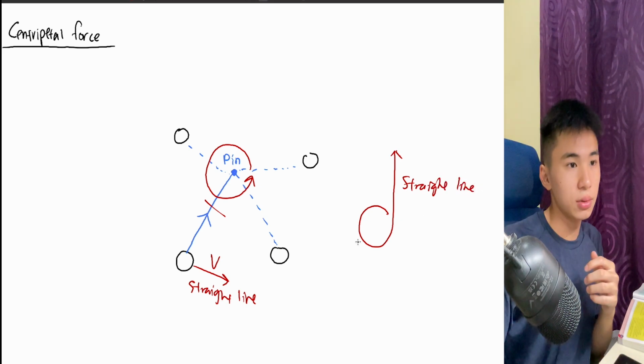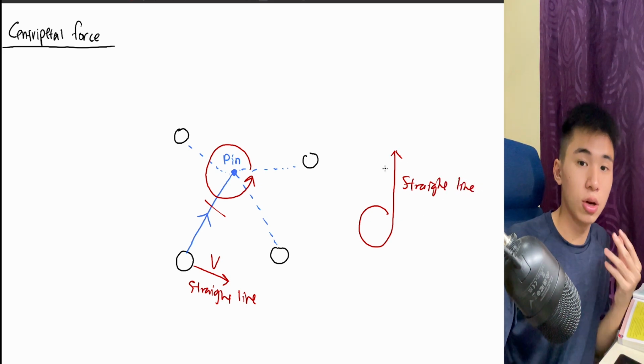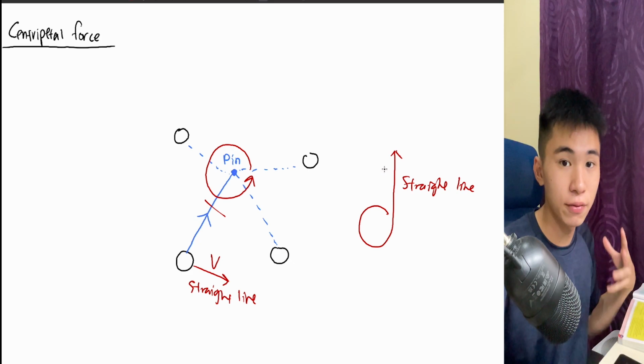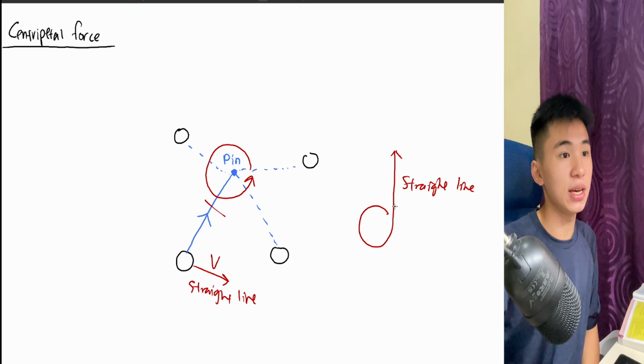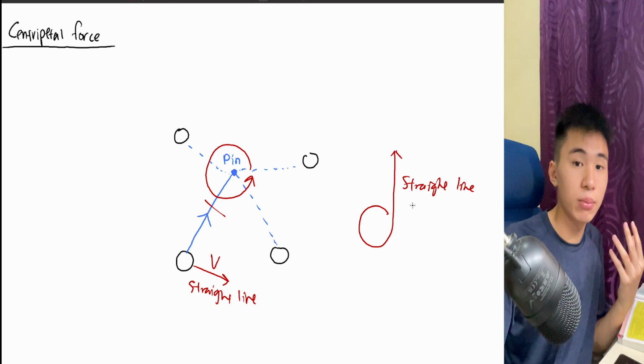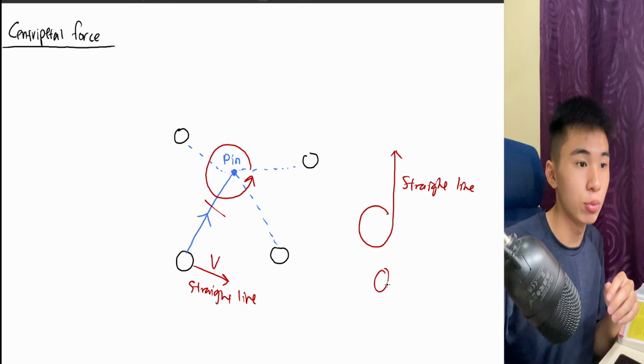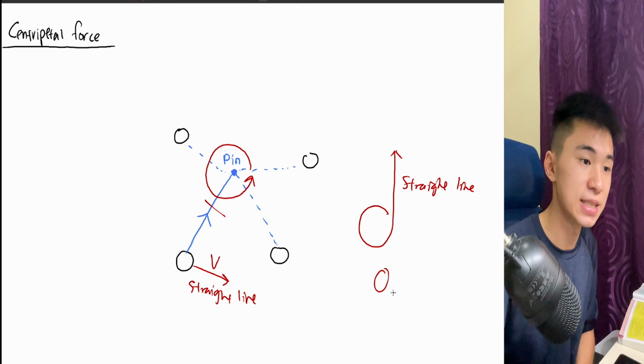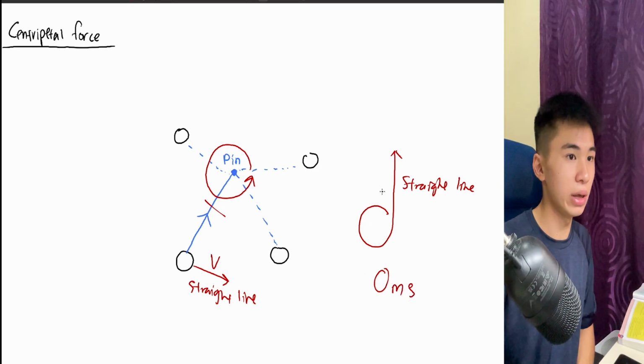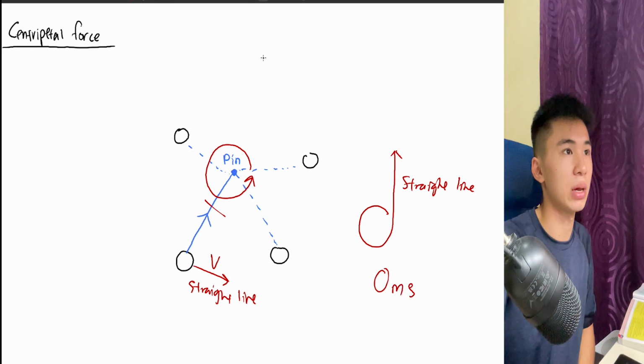This is due to Newton's first law of motion. If there is no external force applied, the object will either travel in a straight line motion, or remain still, where the velocity is 0 m/s. So in this case, it will go in a straight line motion.